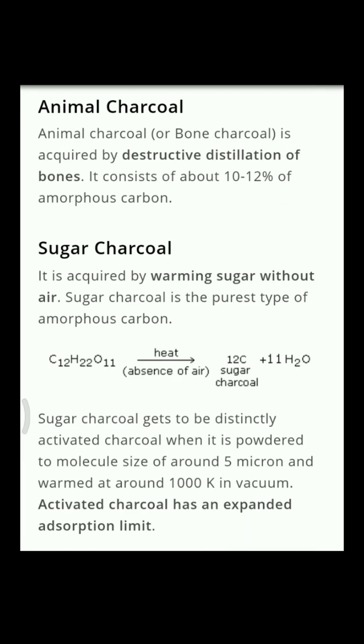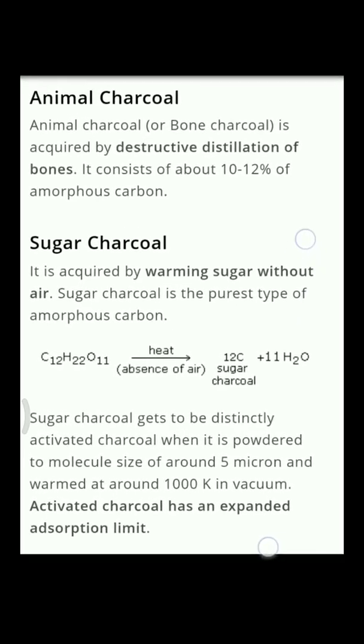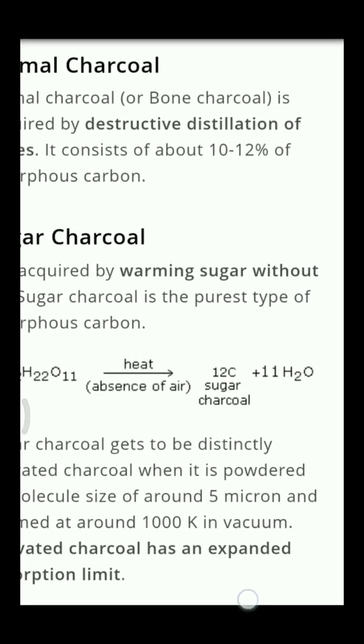Sugar charcoal. Sugar charcoal is acquired by warming sugar without air. Sugar charcoal is the purest type of amorphous carbon. You can see the reaction of cane sugar. When we heat it in the absence of air, we get sugar charcoal and water.